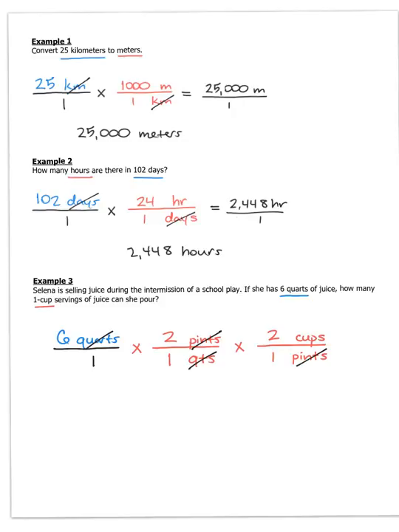And so what I've just done is I've multiplied by 2 separate unit conversions to get from my quarts in my original problem to my answer of cups. So this is going to be 6 times 2 times 2, which is 24 cups, all divided by 1 times 1 times 1. So the answer is 24 cups.